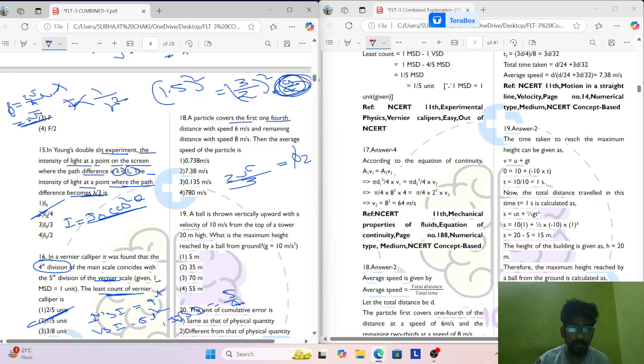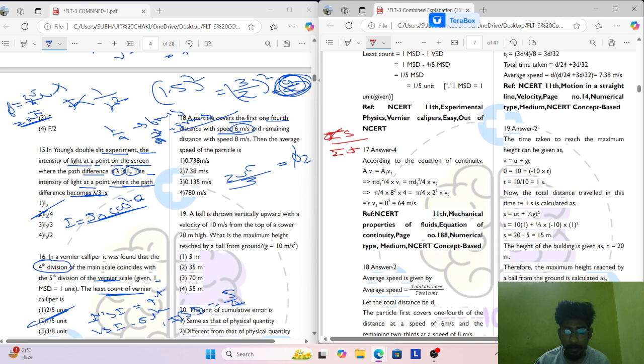A particle covers 1 by 4th distance with a speed of 6 meter per second, D by 4 in 6 meter per second, and 3D by 4 at 8 meter per second. Average speed. Simple formula of average speed, what? The summation of total S by summation of total T, right? The average speed.